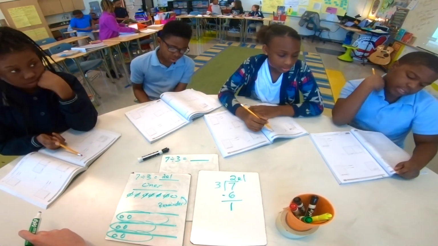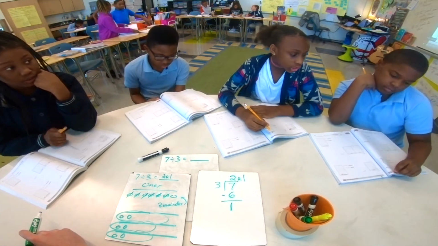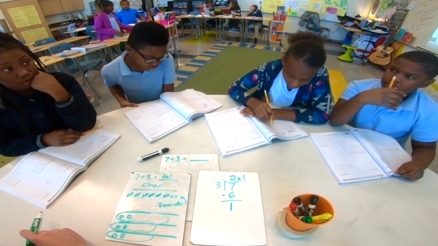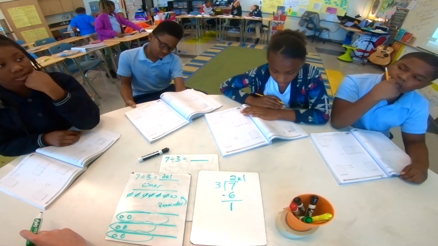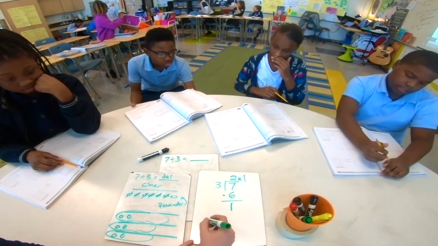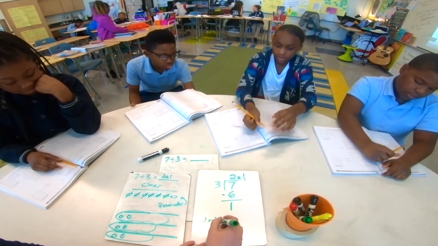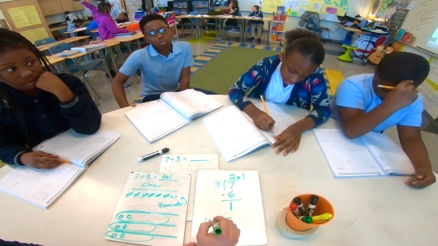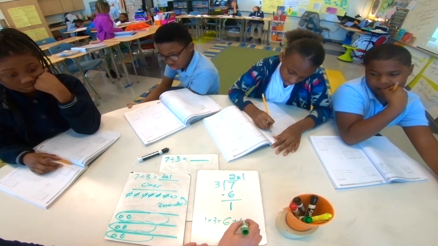I did 2 times 3 equals 6. You mean 3 times 2. For multiplying, remember, it doesn't matter. And then I did 6 plus 1 equals 7. All right, plus that 1 equals 7.